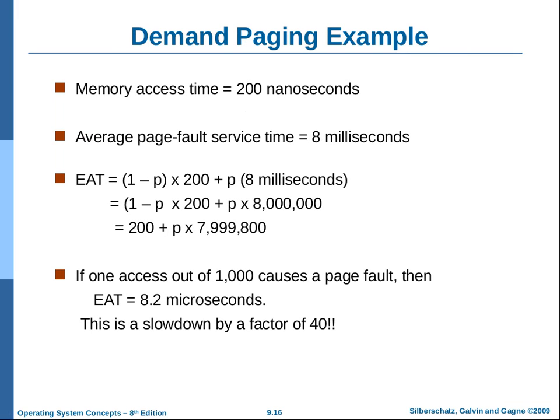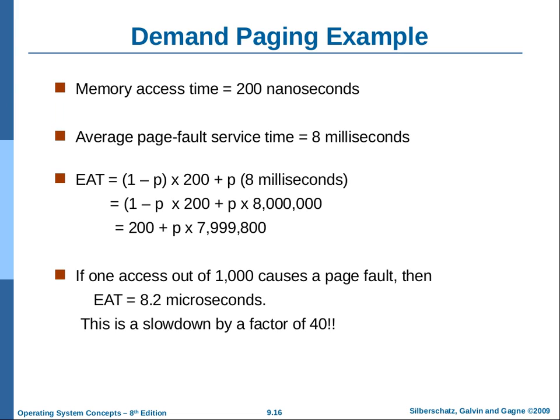Now, what we have to understand is maybe memory access time could be 200 nanoseconds. That's probably a good estimate. Average page fault service time is 8 milliseconds. That's actually pretty good. On a spinning disk, that'd be really fast. On a solid state, that's probably slow. But we'll say with the standard spinning disk, you get 8 milliseconds, which is great. If you actually multiply this out, 200 times 1 minus p, plus p times 8 milliseconds.